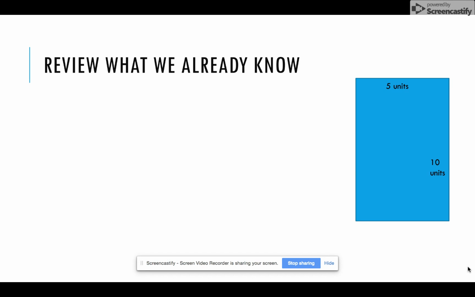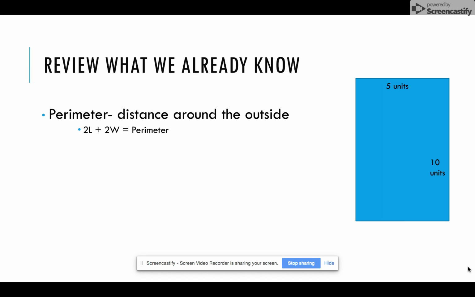Ask yourself, what measures do I already know about this rectangle? We know that perimeter is the distance around the outside of an object. The formula for perimeter of a rectangle is 2 times the length plus 2 times the width. In this formula, all 4 sides of the rectangle are added together for a total. What is the formula and solution for the rectangle shown here? Pause and solve.